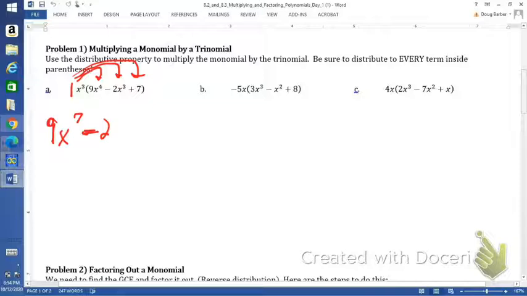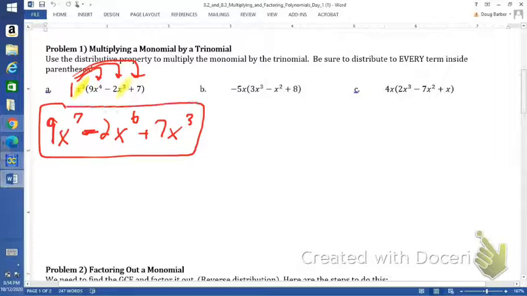So 1 times negative 2 is a negative 2. And then we have an x cubed times x cubed. So we have powers with the same base. Add the exponents. So that's going to be x to the 6th. And then we have x cubed times 7. So 1 times 7 is 7. And then x cubed, we're not multiplying it by anything, so we just attach it. There's our answer.